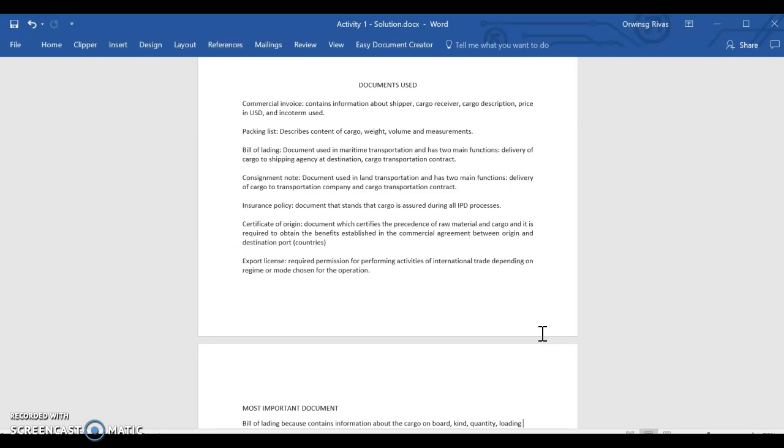Insurance policy is a document that states that cargo is assured during all international physical distribution processes. Certificate of origin certifies the origin of the cargo, as the name says, and is required to obtain the benefits established in the commercial agreement between the two countries, Colombia and Brazil in this case. Export license is a permission granted by customs authorities to the shipping company which is exporting the coal.